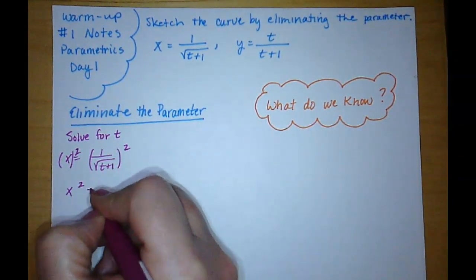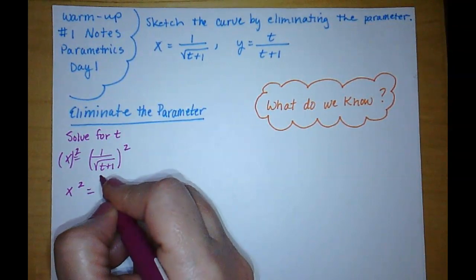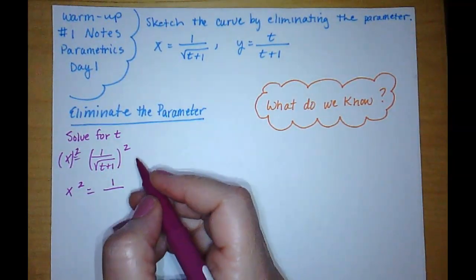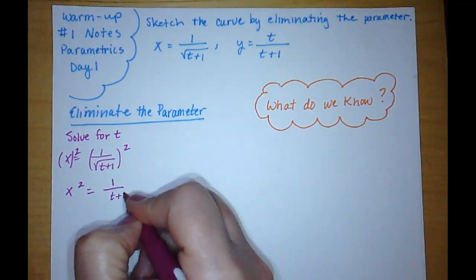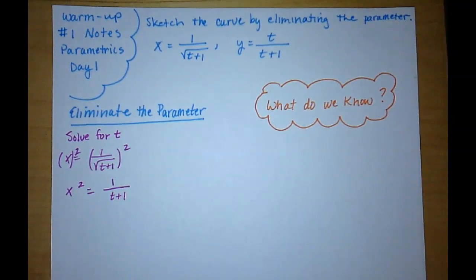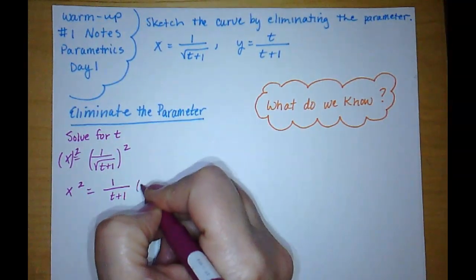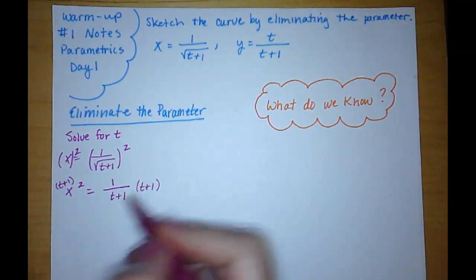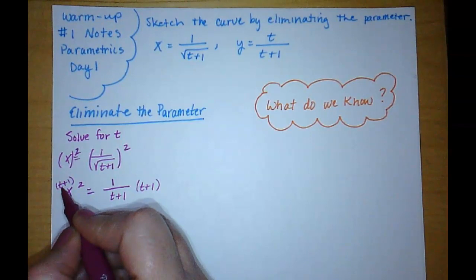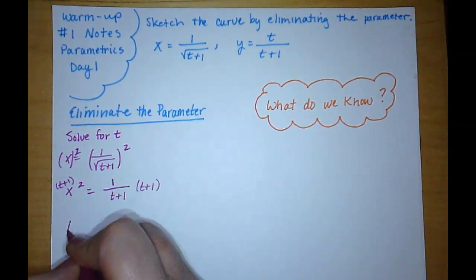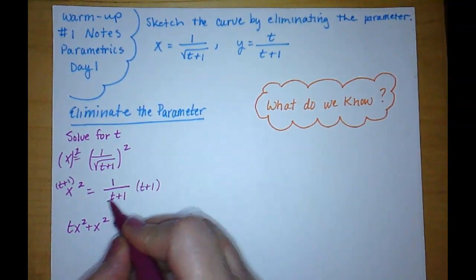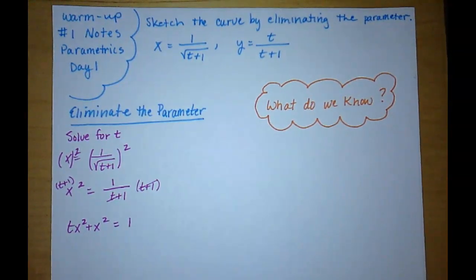So I have x squared equals 1 times 1 is 1. Square root of t plus 1 times square root of t plus 1 would be square root of t plus 1 squared, or just t plus 1. Once we've got that t out from the radical, now I can just go about isolating t by itself. So now I'm going to multiply both sides by t plus 1. Over here I have a monomial multiplied by a binomial, so I'm going to distribute through. I'm going to have t x squared plus x squared, and over here these things are going to eliminate, so I just have the 1.